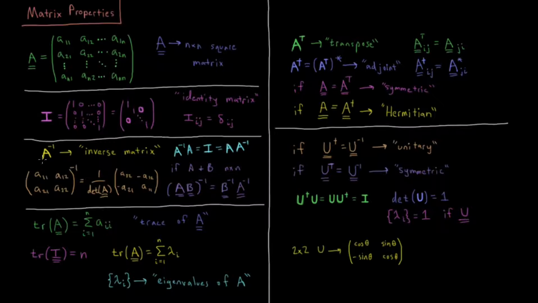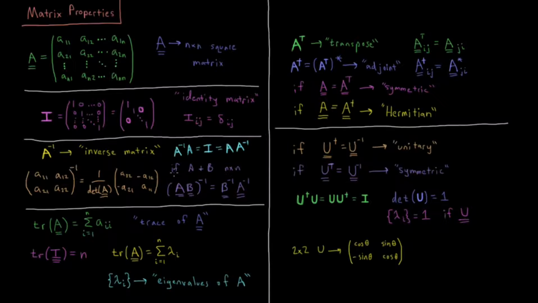Next up is the inverse matrix. A to the minus 1 is the inverse of A. That is the matrix such that A minus 1 times A is equal to an identity matrix, and thus A times A minus 1 also equals an identity matrix. For a 2 by 2 matrix, we can write this out analytically. The inverse of a 2 by 2 matrix is 1 over its determinant times the matrix where you flip the diagonal elements, they exchange, a22 is now a11 and vice versa, and you flip the signs of the off-diagonal elements.